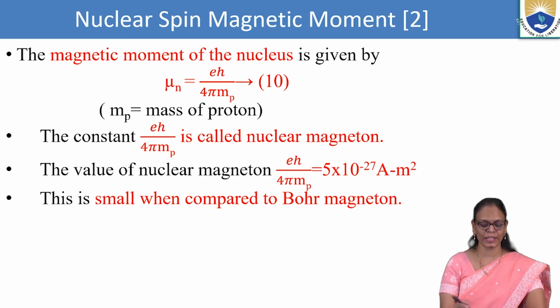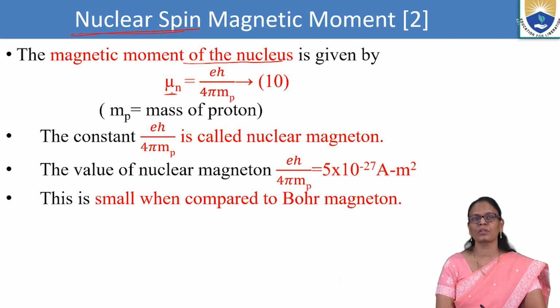Now coming to the last one, that is the nuclear spin. The magnetic moment of the nucleus is given by mu n is equal to eh by 4 pi mp. Like we have found for mu s and mu l, we can derive for mu n also. Mu n, we are talking about the magnetic moment of the nucleus. So mu n is equal to eh by 4 pi mp. e is the constant charge of the electron, h is Planck's constant, and 4 pi is anyhow a constant. mp here represents the mass of the proton. We said the nucleus spin we are considering is mostly due to the proton. So we are talking about the mass of the proton.